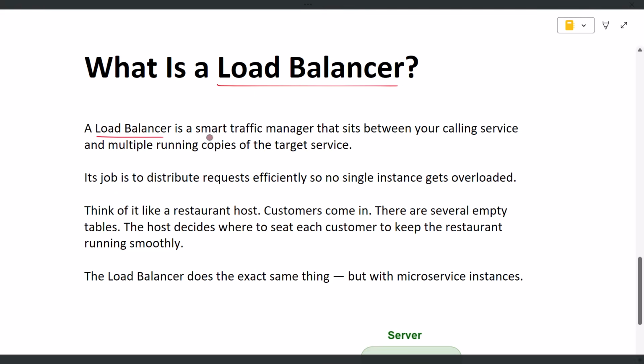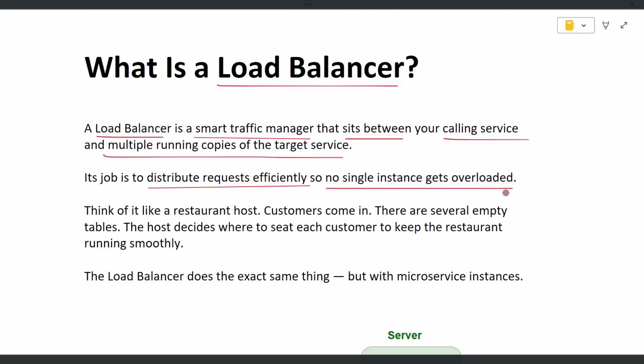A load balancer is a smart traffic manager that sits between your calling service and multiple running copies of the target service. Its job is straightforward: distribute requests efficiently so no single instance gets overloaded. Think of it like a restaurant host. Customers come in, there are several empty tables. The host decides where to seat each customer to keep the restaurant running smoothly. The load balancer does the exact same thing but with microservice instances.